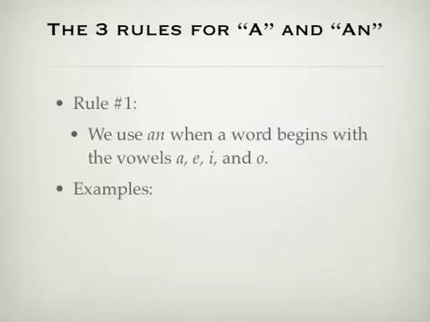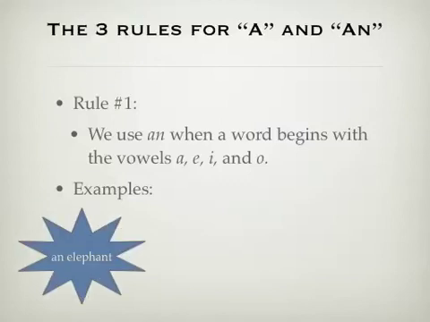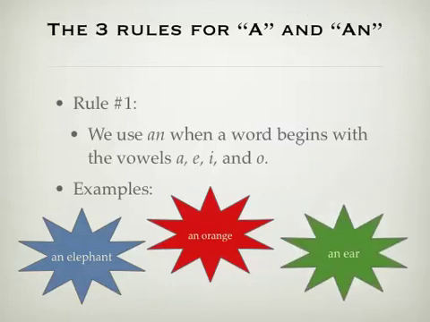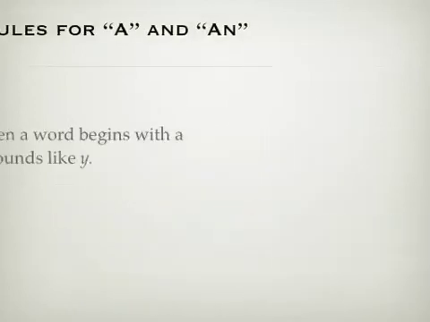All right, so rule number 1, we use an when a word begins with the vowels A, E, I, or O. So examples, an elephant. Elephant begins with E, so we say an elephant. An orange. Orange begins with O, and it has that O sound, so we say an orange. Ear begins with an E and has the E sound, an ear. So that's rule number 1.